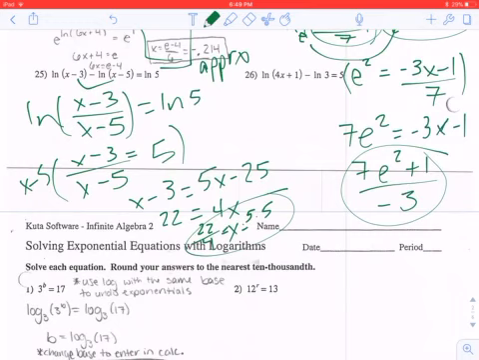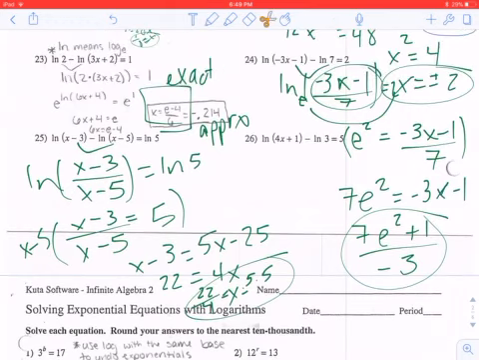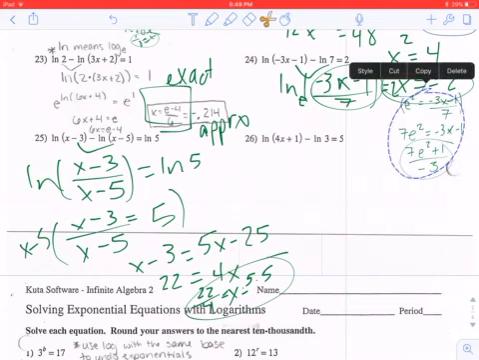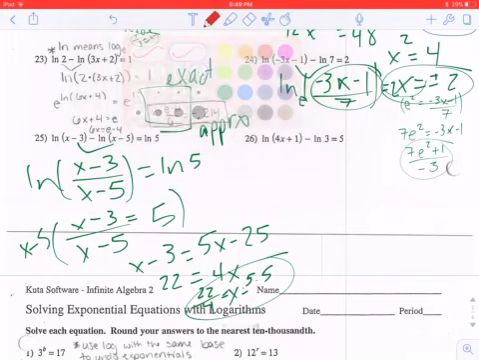Hopefully you can look through the answer key with number 26. I'll try to squeeze this work in here. I'll use red ink or something.